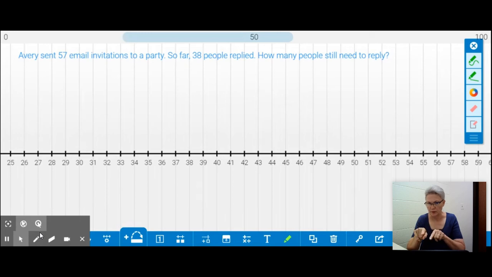Before I begin though, I need to estimate. 57 email invitations were sent. I know that 57 falls between 50 and 60. It's only 3 away from 60 and 7 away from 50. So I'm going to round 57 to the closest 10, which is 60.